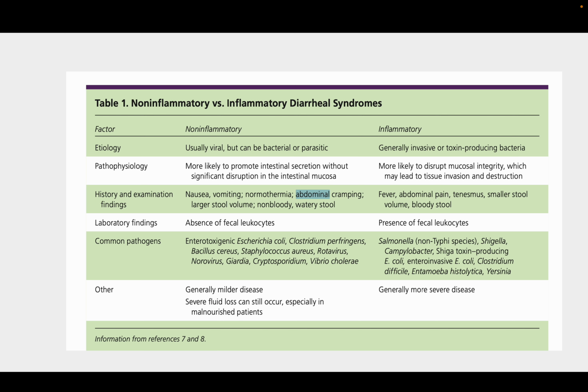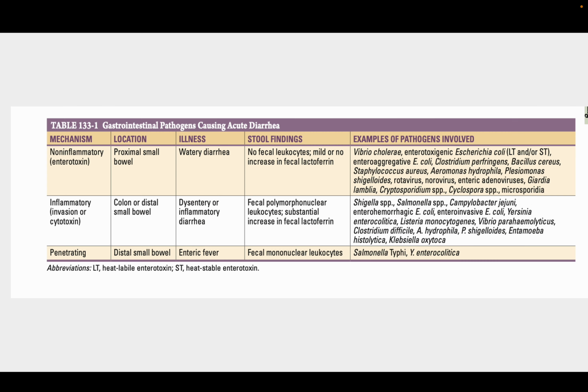But remember one thing: all viruses are non-inflammatory, and most of the toxins, like enterotoxin E. coli, or Staphylococcus aureus, Bacillus cereus, which we commonly see as food poisoning, are all non-inflammatory diarrheas. That's good enough. And Salmonella, Shigella, enterohemorrhagic E. coli, remember as inflammatory diarrheas, because they're very invasive. So that's all you need to remember. These are again the examples given in Harrison's, where non-inflammatory is mostly enterotoxin, and inflammatory is where there is invasion or some cytotoxin that is produced inside the cell of the intestine.